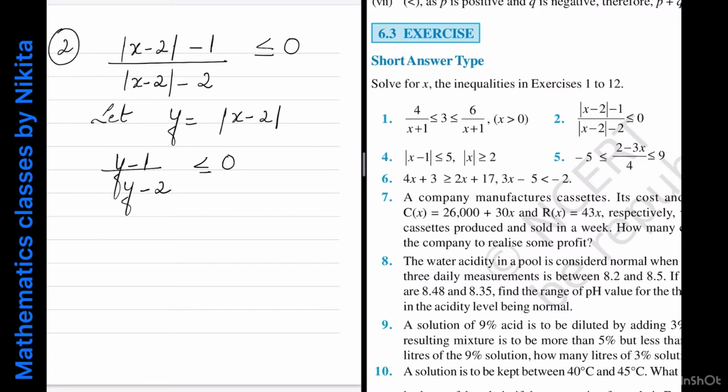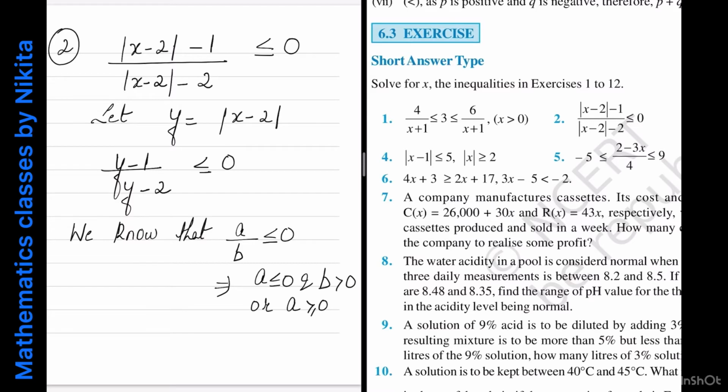Now you must be knowing that if you have something like this, a by b is less than or equal to 0, this implies a is less than or equal to 0 and b is greater than 0, or your a is greater or equal to 0 and b is less than 0.